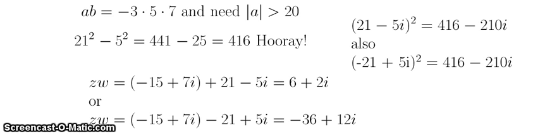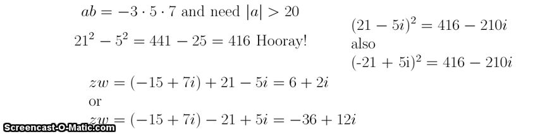Either ZW is negative 15 plus 7i plus the quantity 21 minus 5i, which is 6 plus 2i, or it's negative 15 plus 7i minus the quantity 21 minus 5i. Same thing. Either way, that's negative 36 plus 12i.